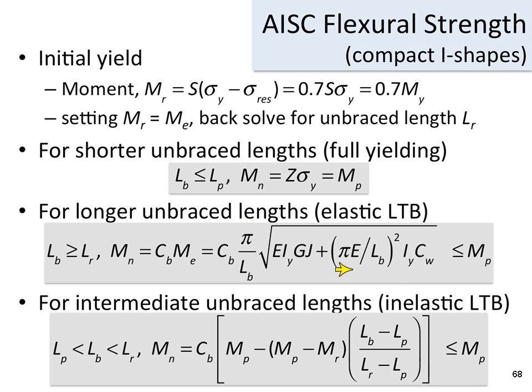So this kind of crazy-looking equation is the one we derived earlier. It scales by C sub B to account for moment gradient, and that's your capacity, unless it exceeds M sub P, then your capacity is limited to M sub P. And then the in-between is sort of interesting. Instead of even trying to find out what's going on there, AISC punted and said, let's just keep this easy and do a linear interpolation. So this is just an equation interpolating between L sub P and L sub R to determine what the capacity is.